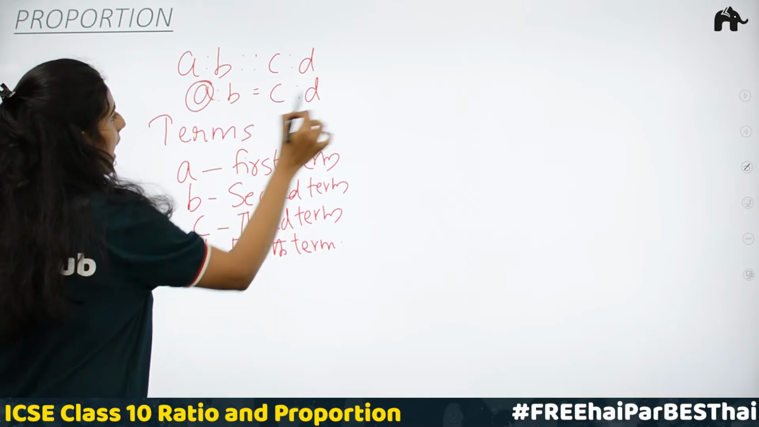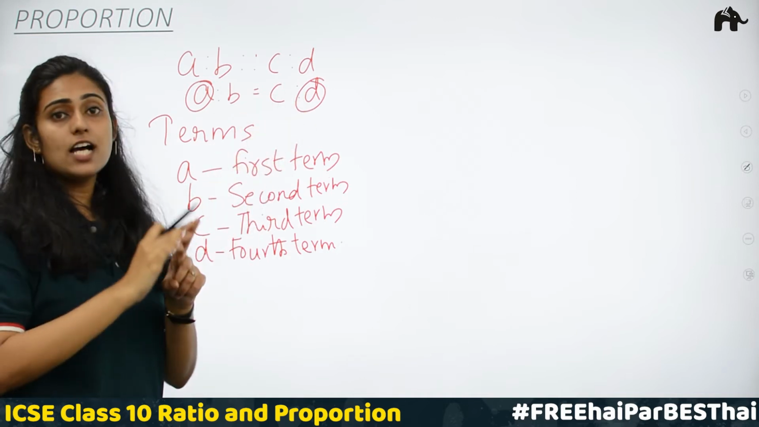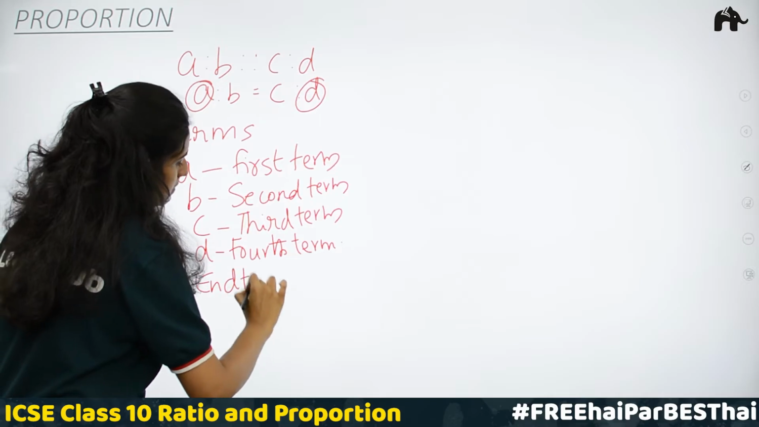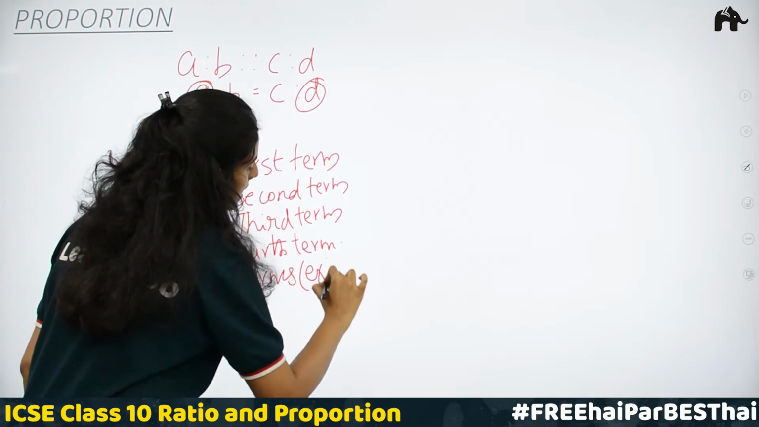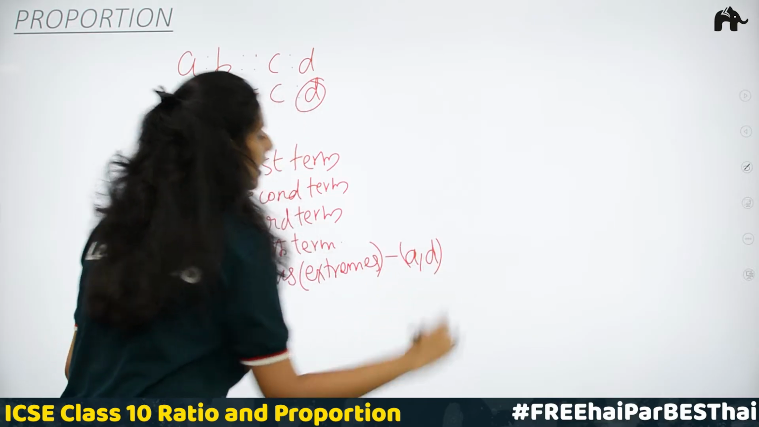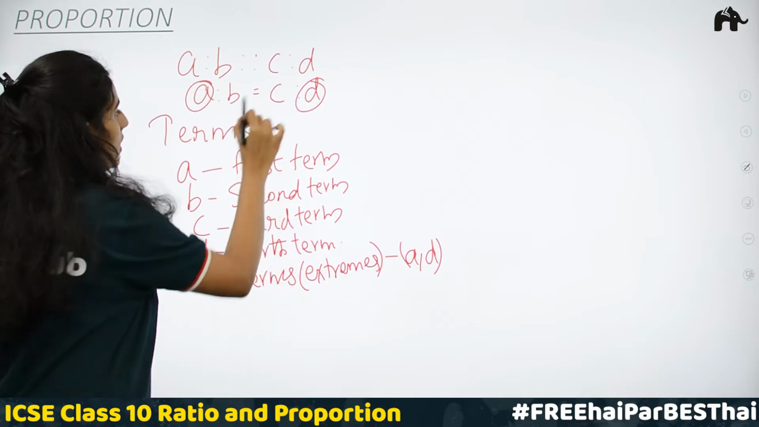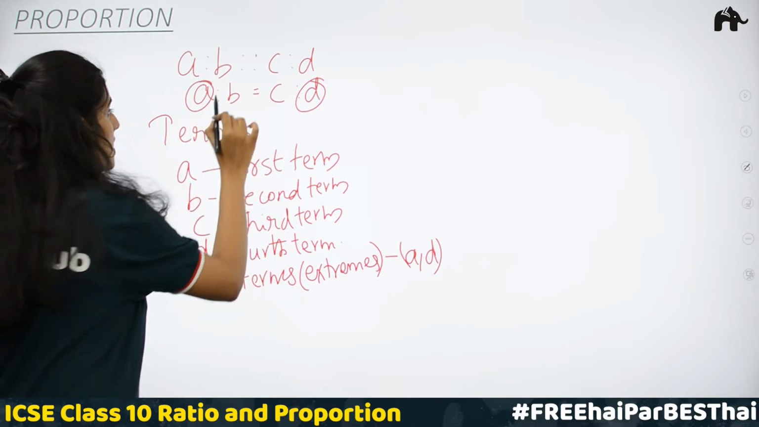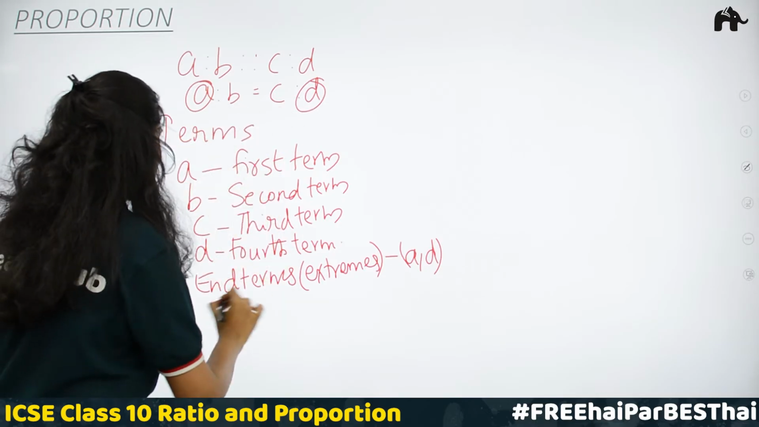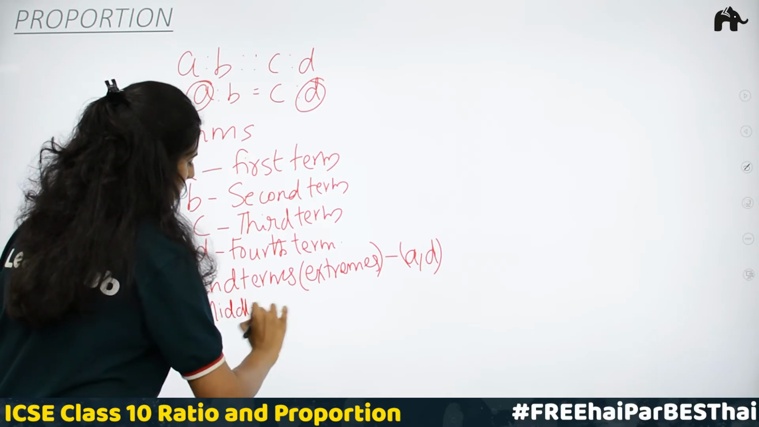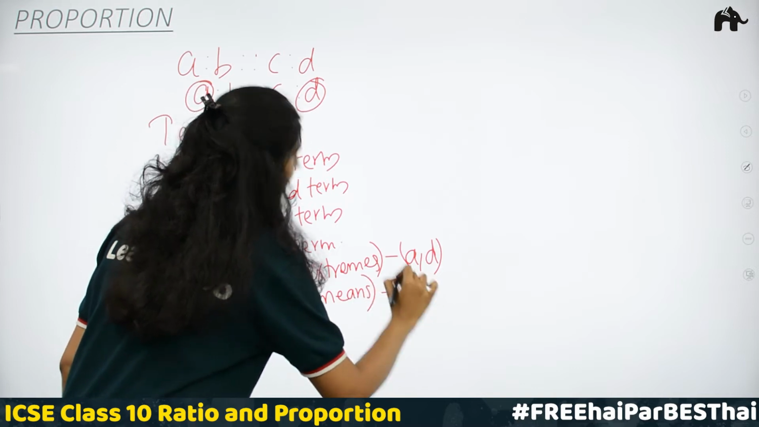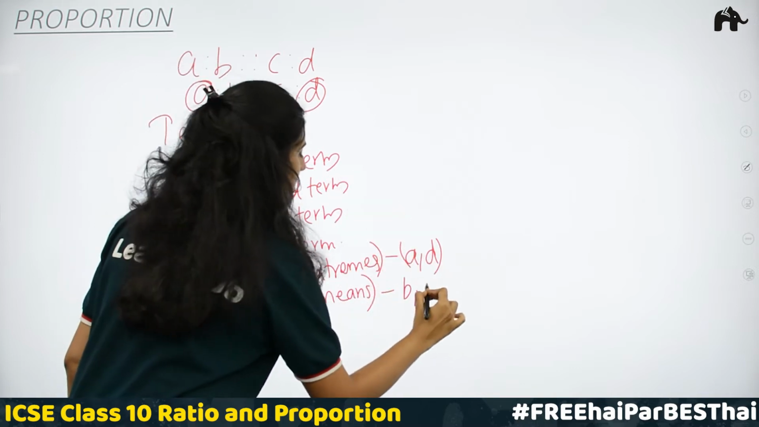Now, A and D, the terms which come at both the ends, are called end terms or extremes. Here A and D are the end terms or extremes. Now, the terms that come in the middle, which are B and C, are called means or middle terms. Here we have B and C.